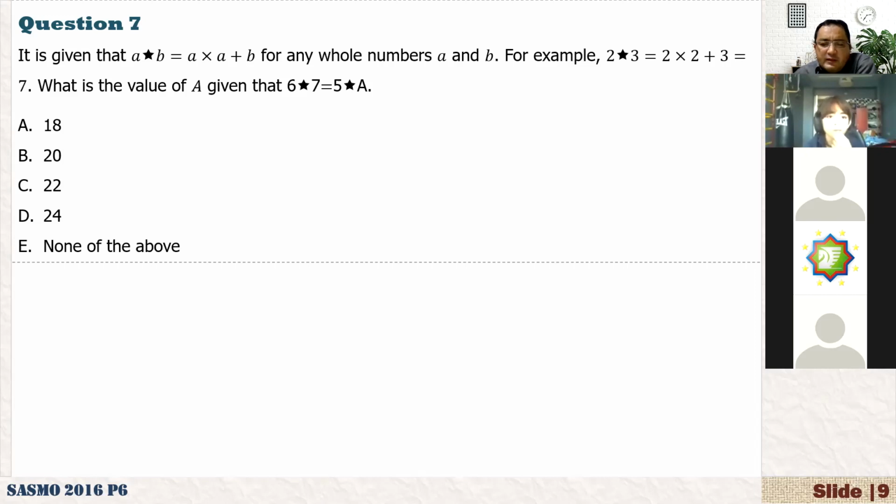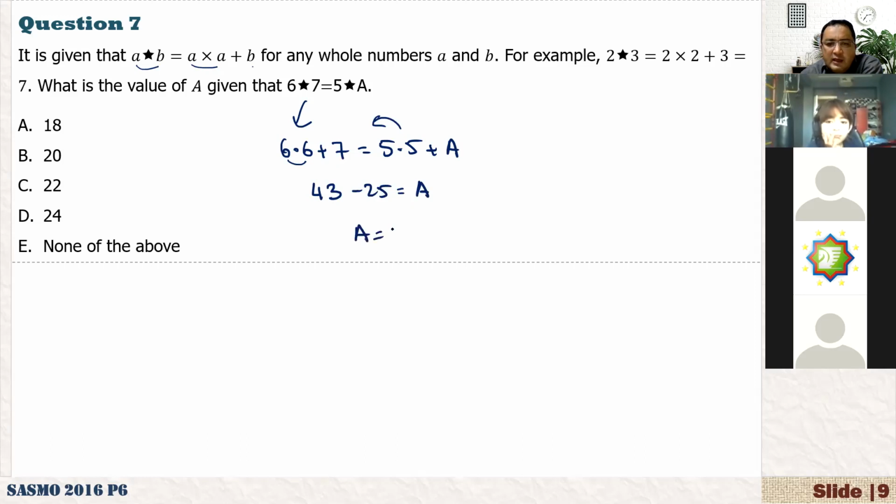All right, can I answer? Yes. My answer is 18. Yes, because here, what is that? A star B, multiply the first number by itself and add it to the second number, right? So using this, on the left-hand side we have 6 times 6 plus 7. On the right-hand side, we have 5 times 5 plus capital A. So 36 plus 7 is 43, right? Take 25 to the left-hand side: 43 minus 25 is equal to A. What is A? A is equal to 18. So the answer is 18.